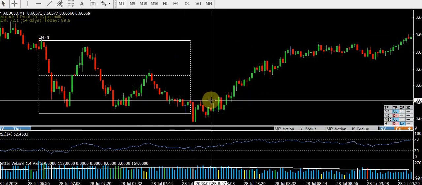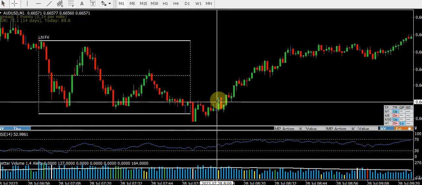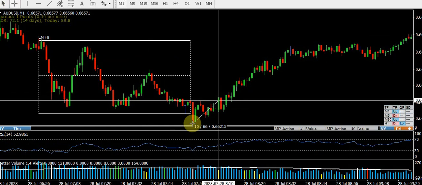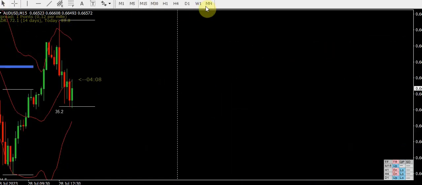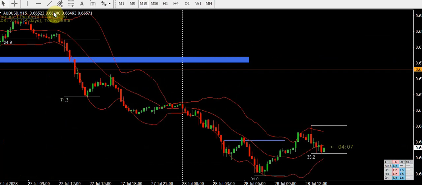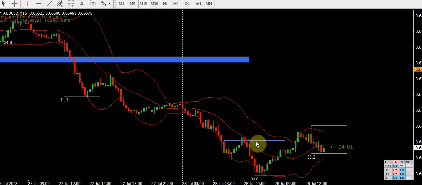You could even make it there, a close above here, 10 past 8, in which case if you went with this, nice small stop, less than 10 pips, and so for a 10 pip stop, yeah, you did well. It's gone at least 40 pips. So there you go.